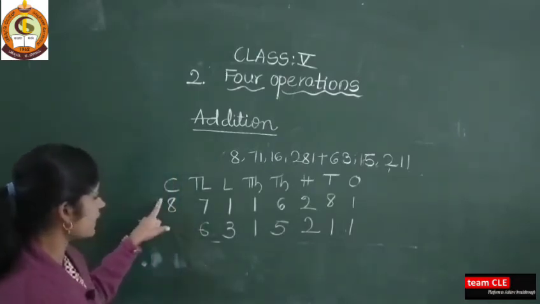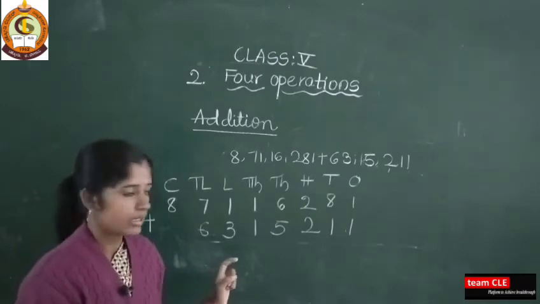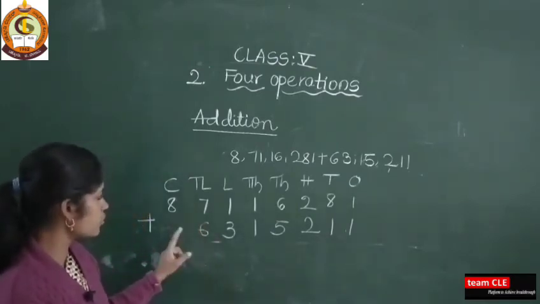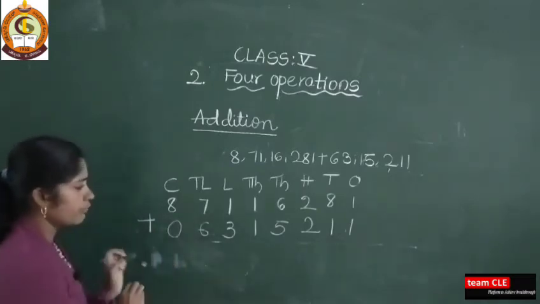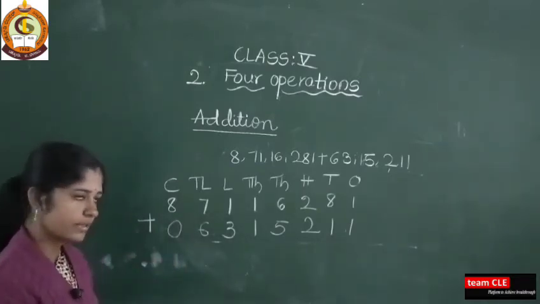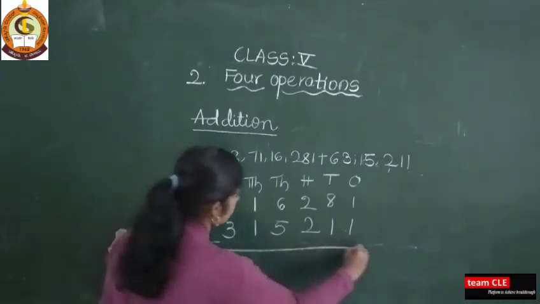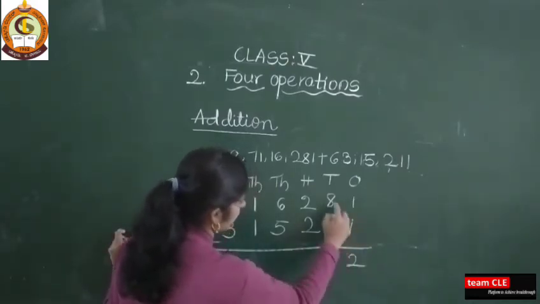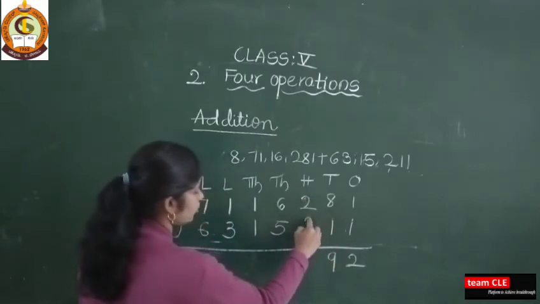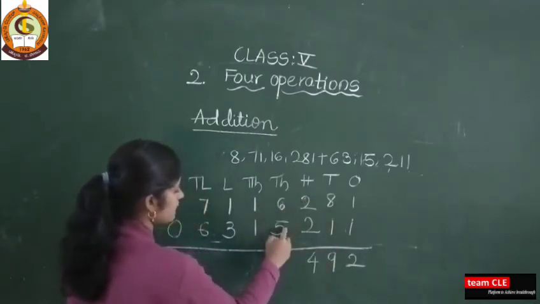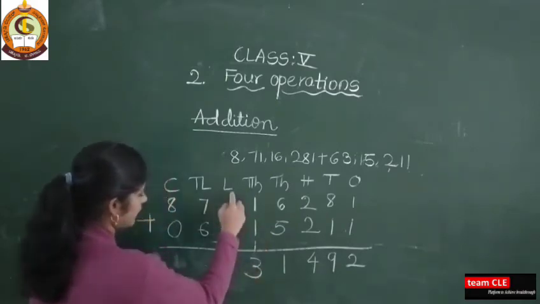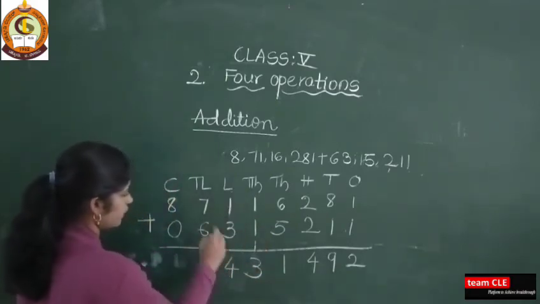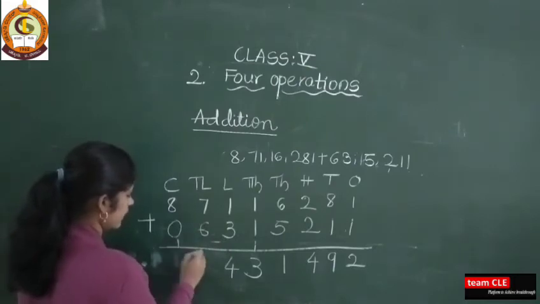Here the crore place is there and here up to the 10 lakh place values are there. So here there is no digit in the crore place. You put 0 there. If you leave it empty, that is also correct. So add these numbers. 1 plus 1 is 2, 8 plus 1 is 9, 2 plus 2 is 4, 6 plus 5 is 11, 1, 2, 3. Again you add the lakh place. 1 plus 3 is 4, 7 plus 6 is 13 and 8 plus 1 is 9.